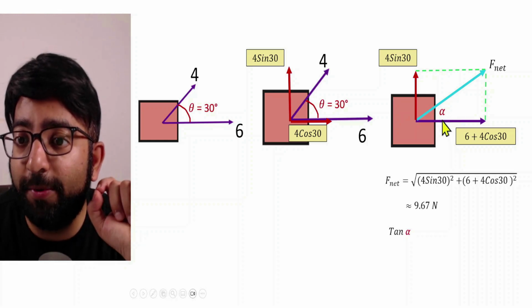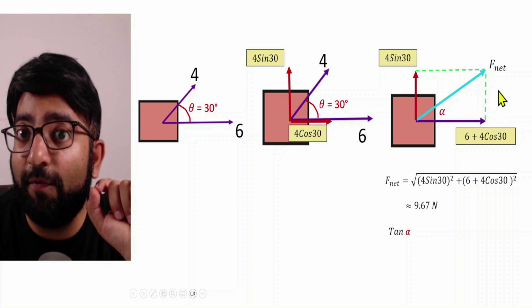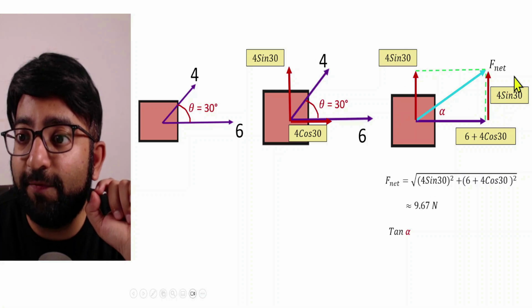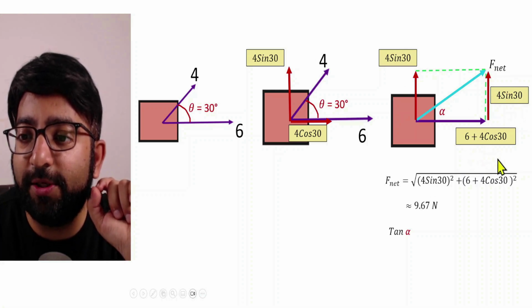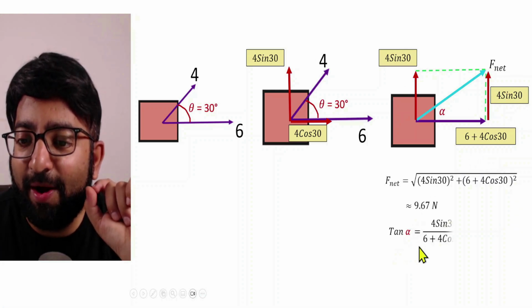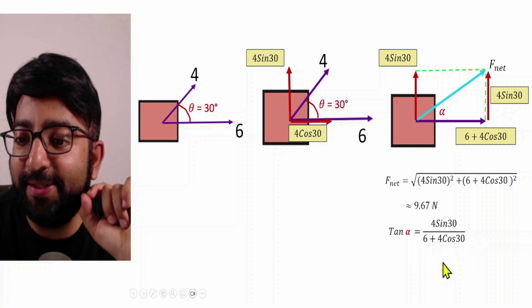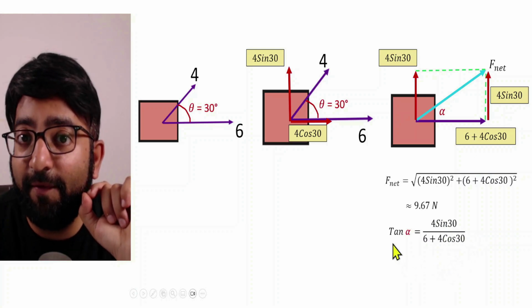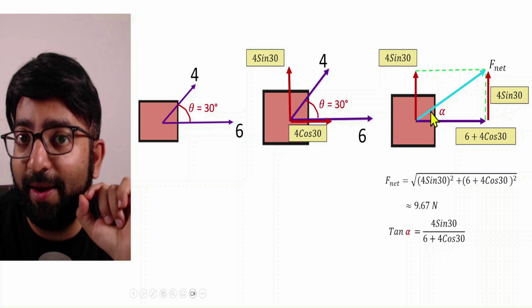So the side which is opposite to alpha is this green dotted line, and the length of this is nothing but 4 sine 30. So the opposite is 4 sine 30 and the base is 6 plus 4 cos 30. So tan alpha will be 4 sine 30 divided by 6 plus 4 cos 30. And if we find the inverse of this, we will get the angle alpha.